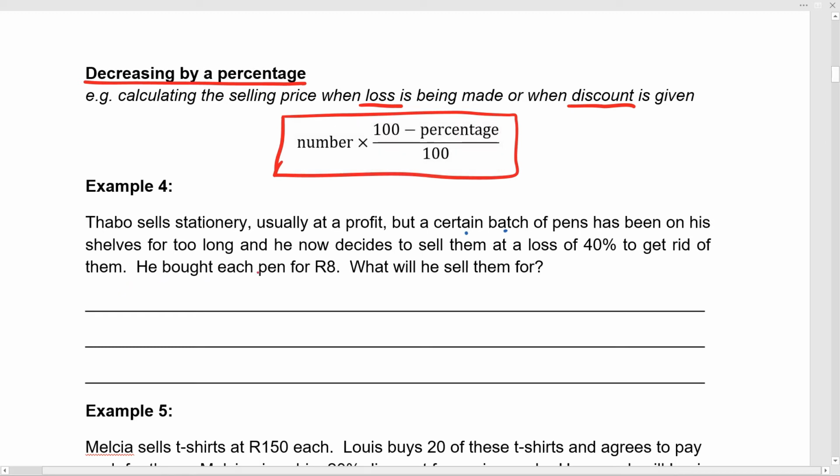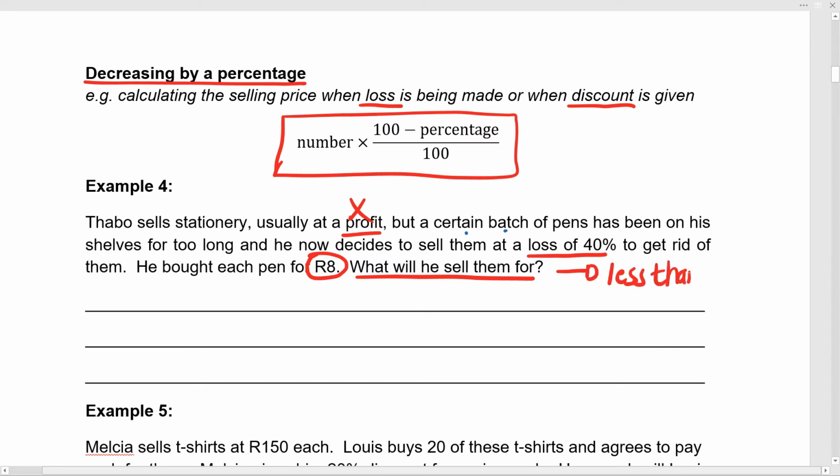Tauber sells stationery usually at a profit, but a certain batch of pens has been on his shelves for too long and now he decides to sell them at a loss. Okay, so it's not a profit, it's a loss of 40% to get rid of them. He bought each pen for 8 Rand. What will he sell them for? Well, clearly less than 8 Rand, eh?